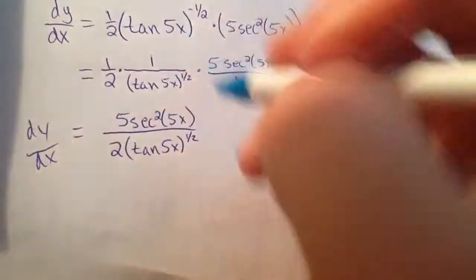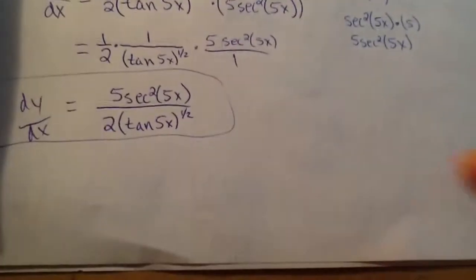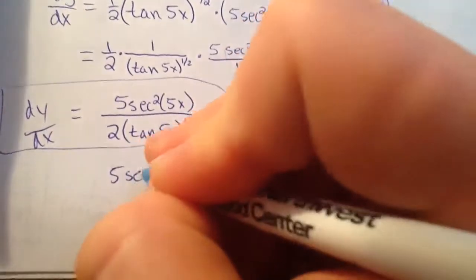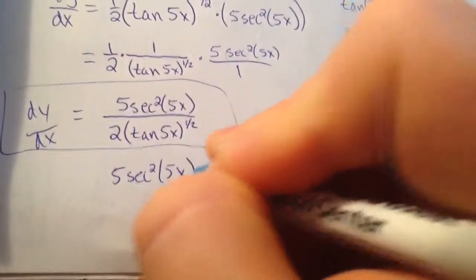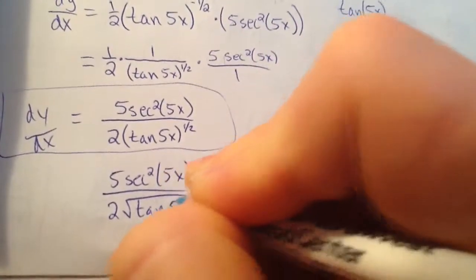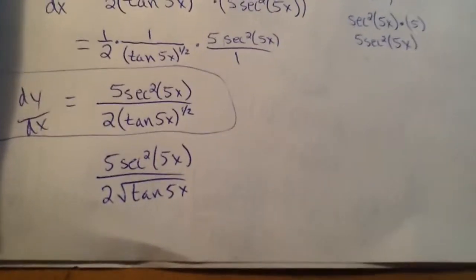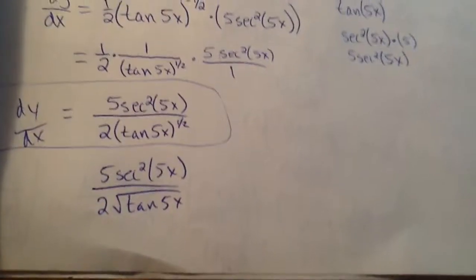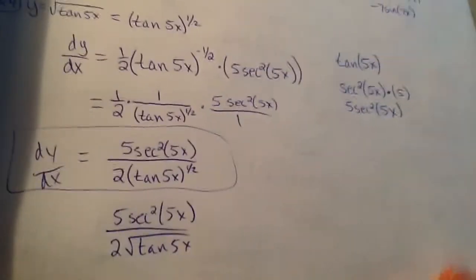So that's a good answer. Can't cancel anything or do anything with that. The only other way you could write it would be like that. That's good too. Put square root instead of the 1/2 power. So that's it. So that's all those problems. Some of them.